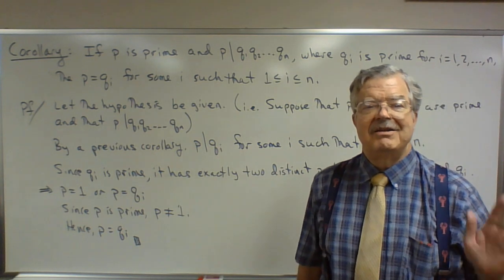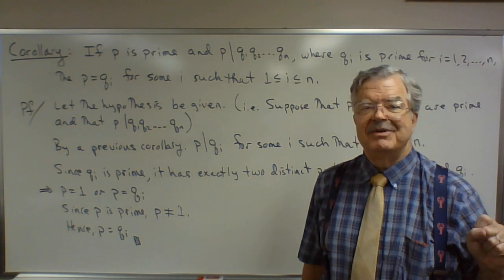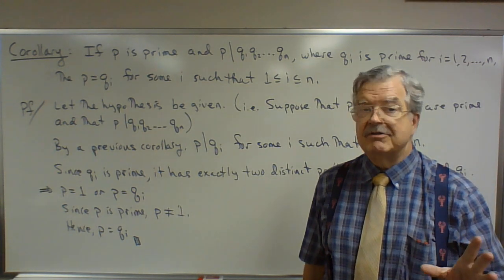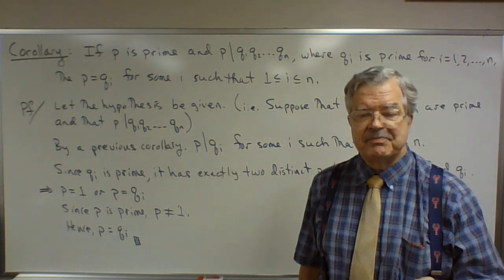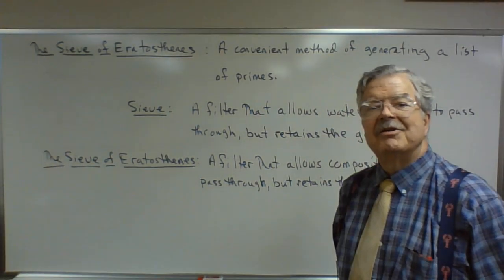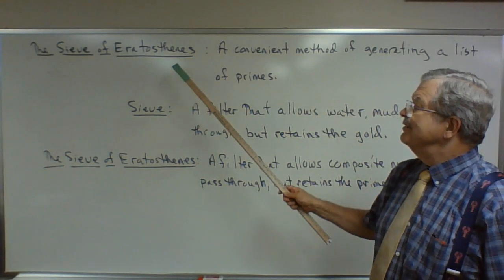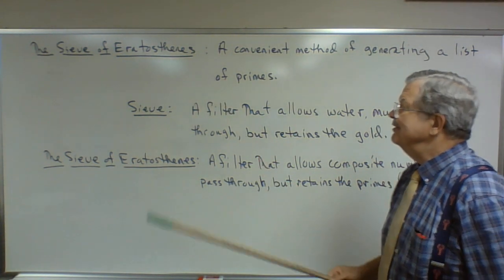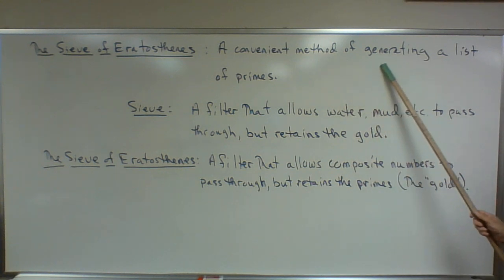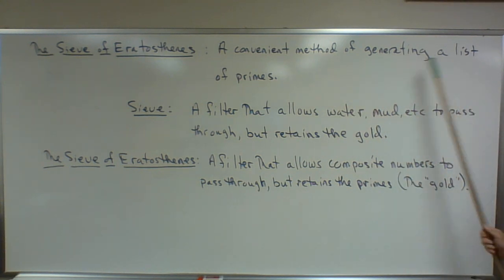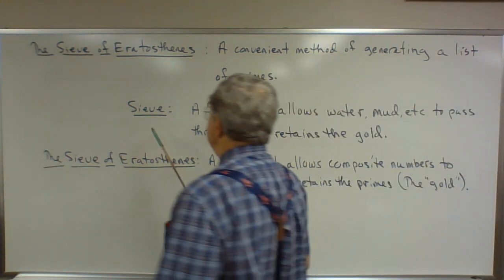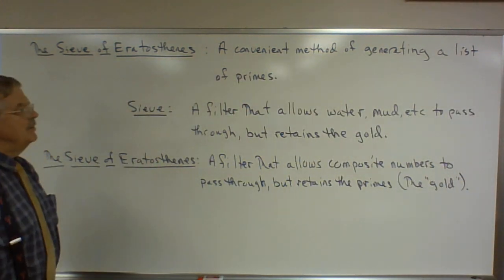Now, let's get on to something that's really, really neat. It's not deep math, but it's very useful math. Here's what we're going to look at. The Sieve of Eratosthenes. And what is this? It's a convenient method of generating a list of prime numbers. Now, what is a sieve? I think we know what a sieve is.